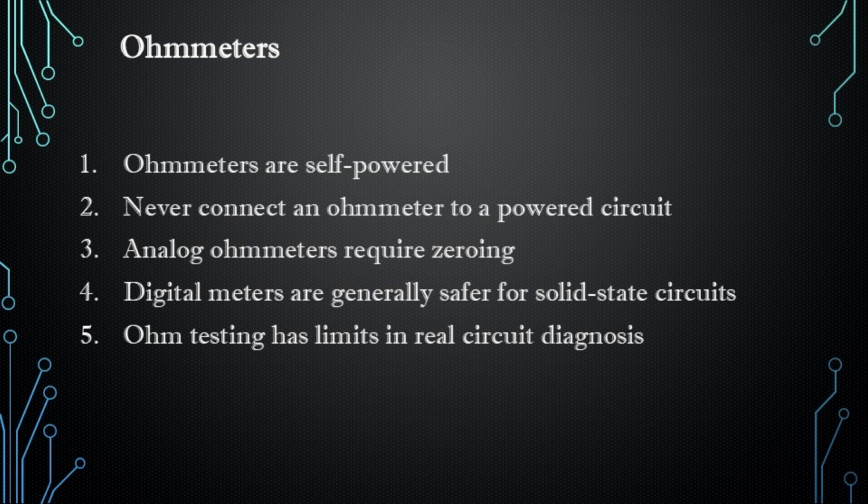Analog ohmmeters also required zeroing. Before using them, the technician often had to short the leads together and adjust the meter so it read correctly. So again, analog meters required more user setup and more discipline. Digital meters are generally safer for solid-state circuits.